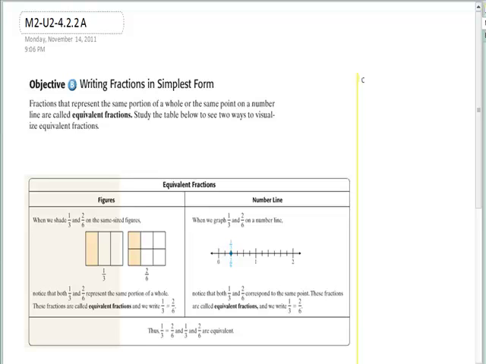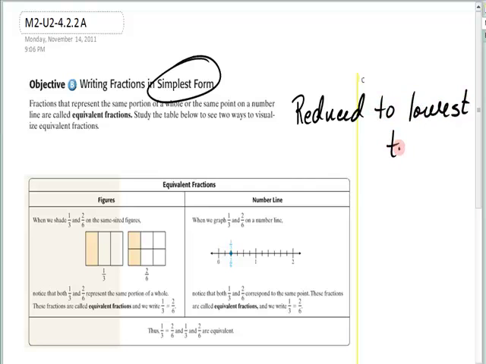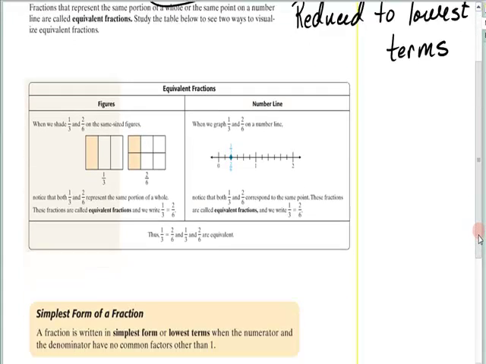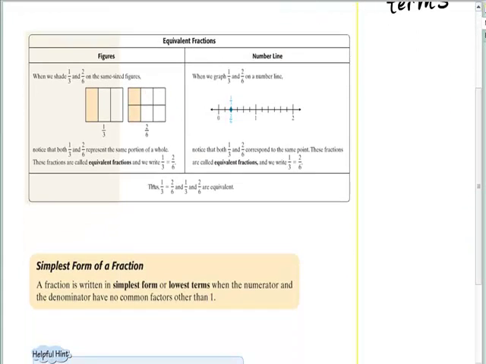In this lesson, we're going to write fractions in what's called simplest form. Sometimes in instructions, in lessons, the author will say, write your answer in simplest form. And in some language, that is called reduced to lowest terms. But the author of your book will say simplest form. There are some examples here.